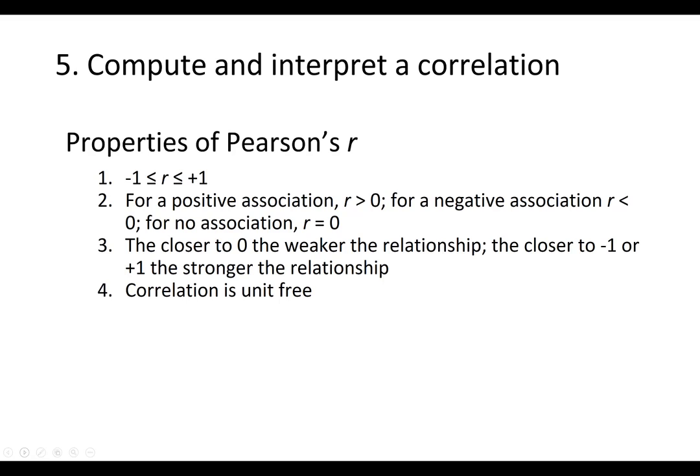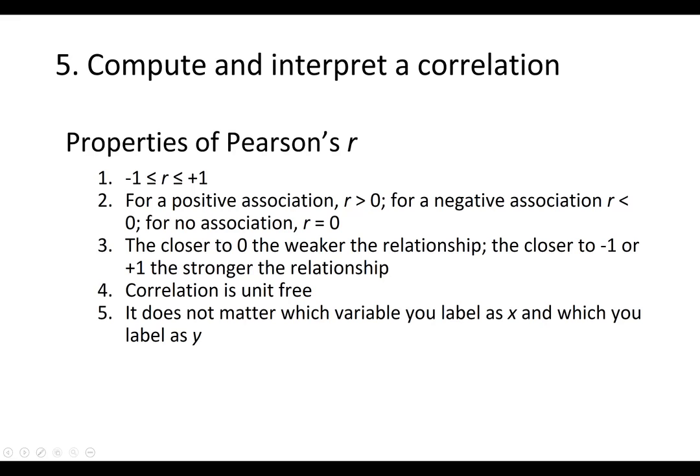Correlation is unit-free. This means that the x and y variables do not need to be on the same scale. For example, we can compute the correlation between height in inches and weight in pounds. The fact that one is being measured in inches and the other in pounds is not a problem. The correlation will standardize both variables. It does not matter which variable you label as x and which you label as y. With correlation, the x and y variables are interchangeable. The correlation between x and y is equal to the correlation between y and x.